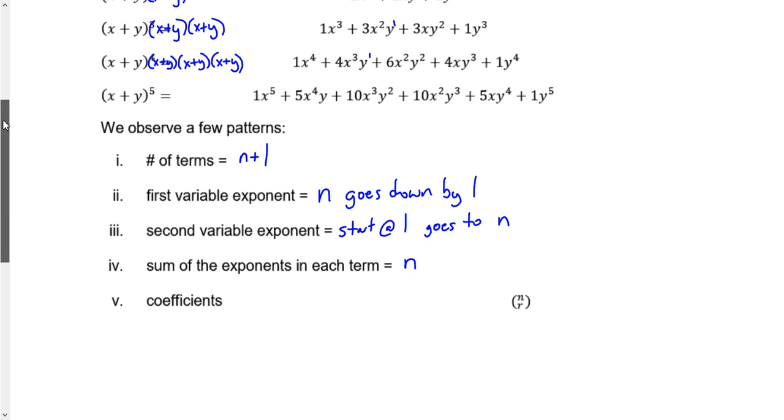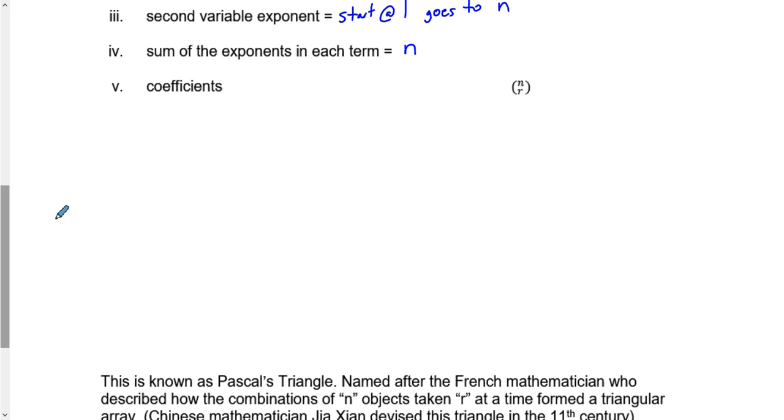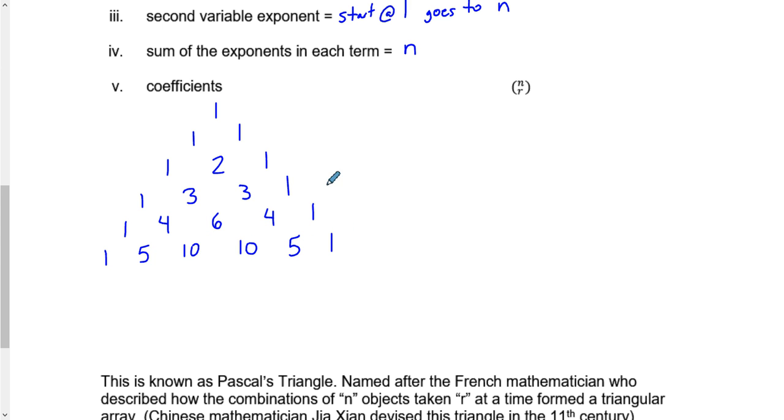And the last thing we're going to talk about is the coefficients. So you can see what the numbers all are in front. We have 1, 1, 1, 1, 2, 1, 1, 3, 3, 1. So we're going to write that down. 1, 1, 1, 1, 2, 1, 1, 3, 3, 1, and 1, 4, 6, 4, 1, 1, 5, 10, 10, 5, 1.